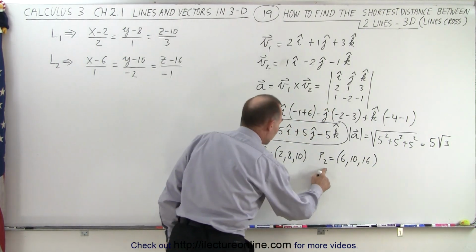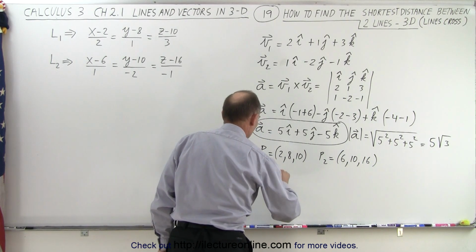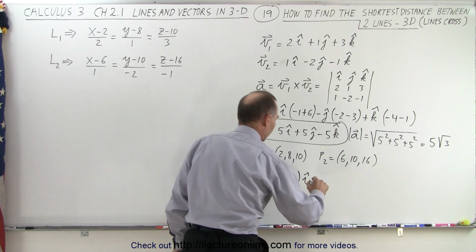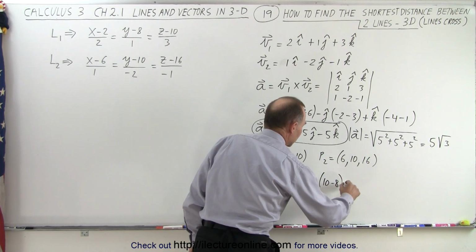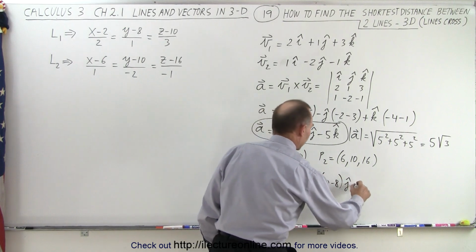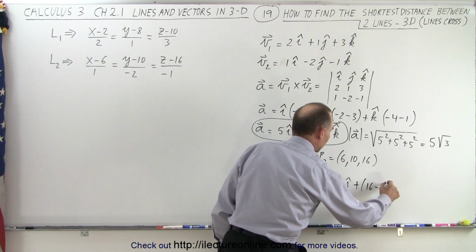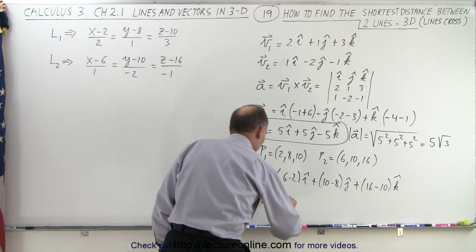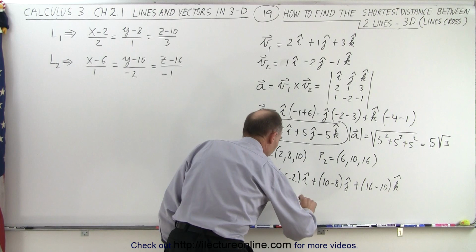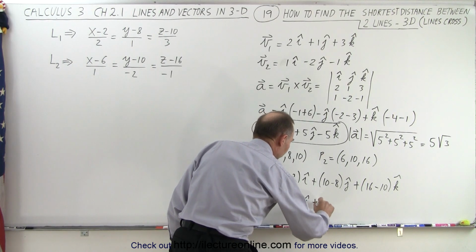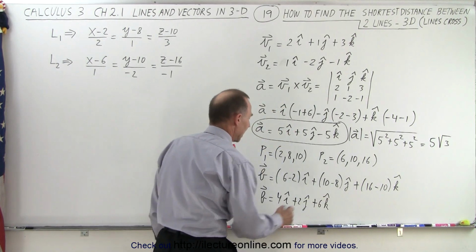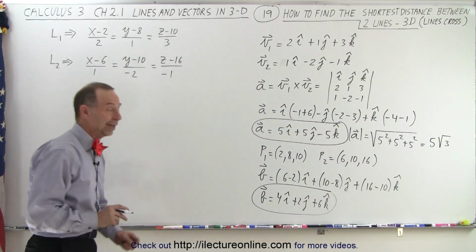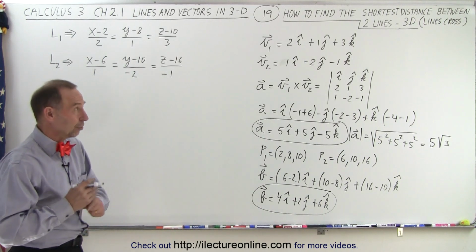So we'll take point 2 minus point 1. So vector B will be equal to 6 minus 2 in the i direction, plus 10 minus 8 in the j direction, and then plus 16 minus 10 in the k direction. So simplifying that, we get B is equal to 4 in the i direction, plus 2 in the j direction, plus 6 in the k direction. And now we have both vectors A and B and the magnitude of A, so now we can find the distance. And again, since the lines cross, it should be equal to 0.